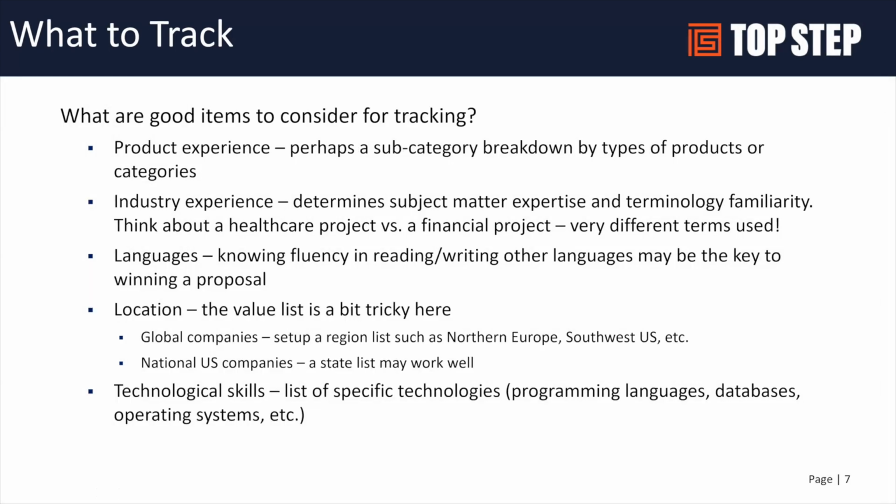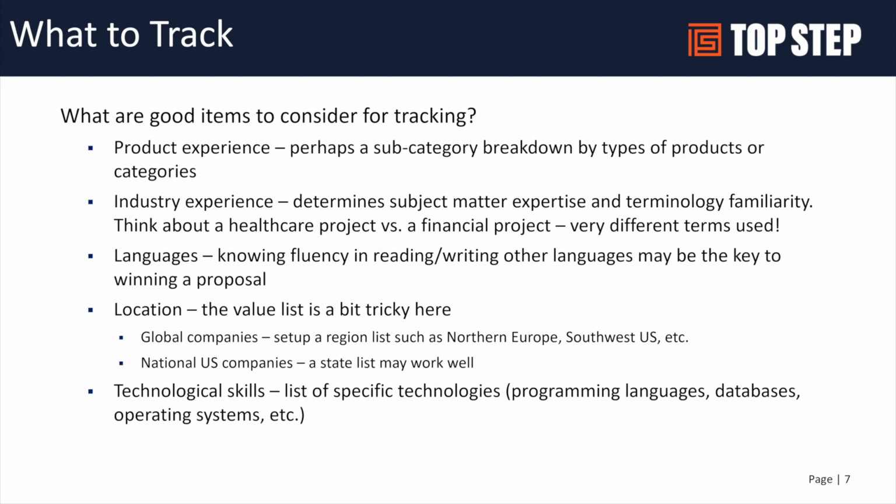So what are some of the good items that we mentioned? Product experience, industry experience, languages, location. We see a lot of it, again, more around international companies, and you just have to really define those. Sometimes those really belong to an office more so than a location. There are a lot of locations around the world, so you have to define what is a reasonable list of locations and what could benefit the business.